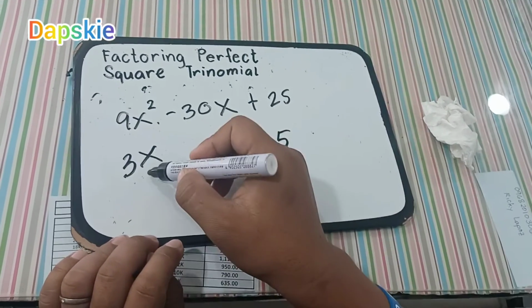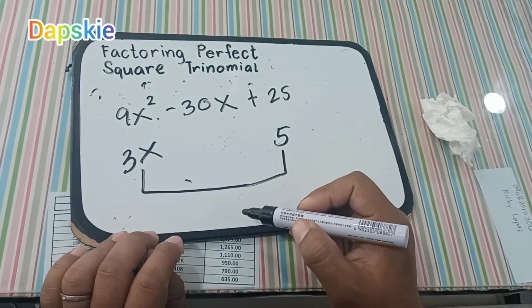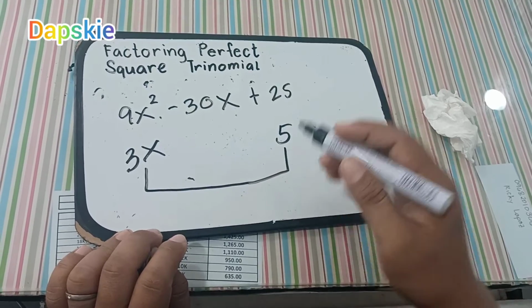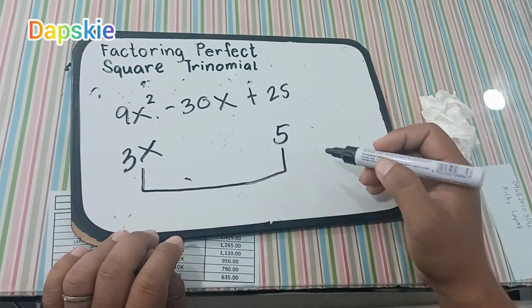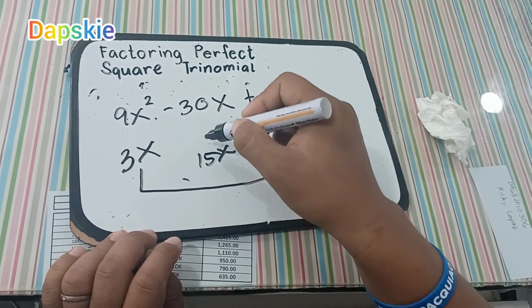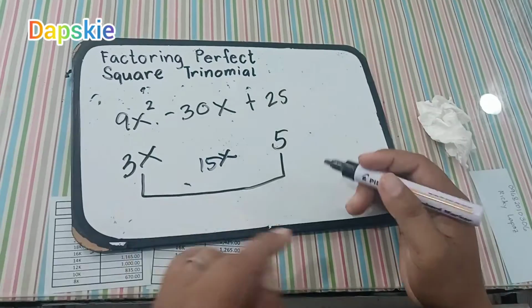So, i-multiply lang natin dito 3x times 5, 15x. Multiply natin ng 2, so it becomes negative 30x. So, it's 15x times 2, 30x. So, it means ito ay perfect square trinomial.